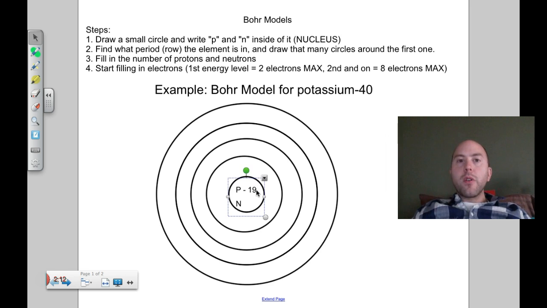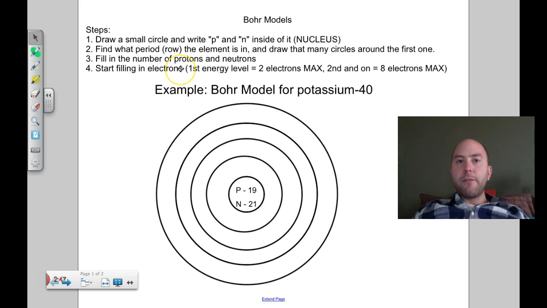Now, for the neutrons, if you remember, we do mass number minus atomic number. And since I specifically gave you a mass number, you need to use this number. If I don't give you a mass number, then you go to the periodic table and round the average atomic mass to the nearest whole number. But since I gave you 40, you have to use the number I've given you. So it'll be 40 minus 19, which is 21.